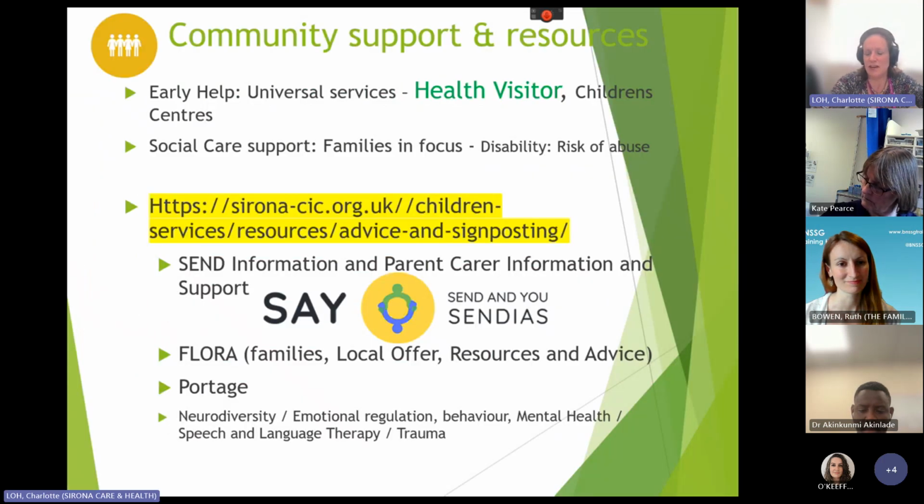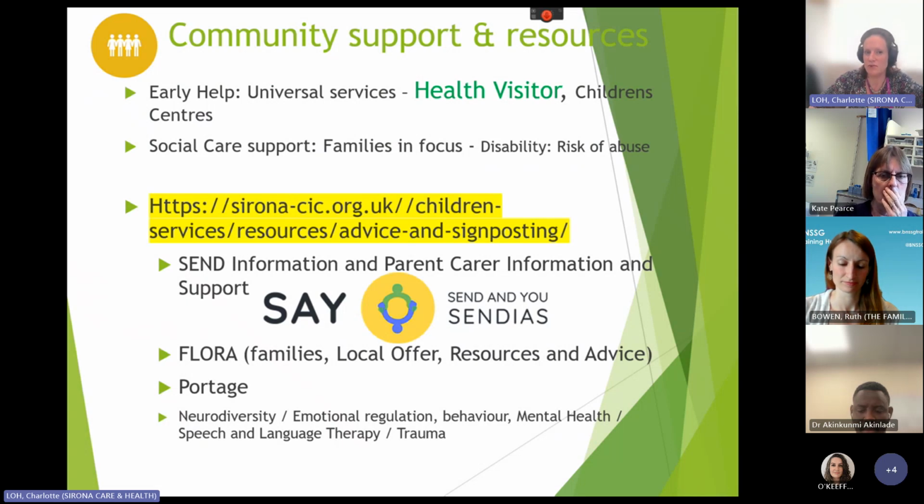I'm just going to keep moving on actually, because this sort of links in with this. So here's some community support and resources that are available to you. So the health visitor, as I said, can offer early help, signposting, a bit more of diagnostic information. They've got better links with children's centres and trying to get families linked into the right support.